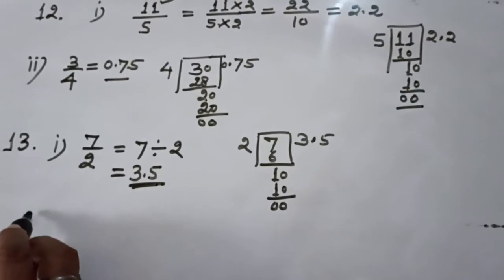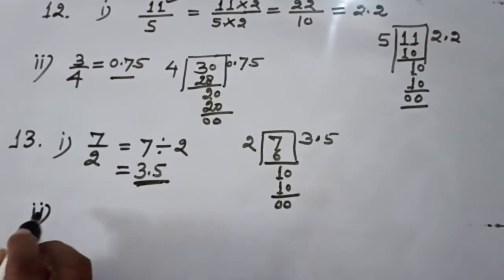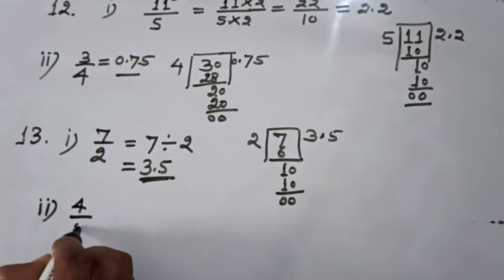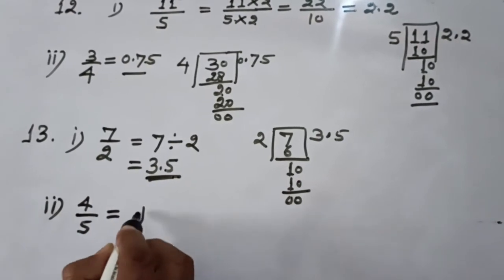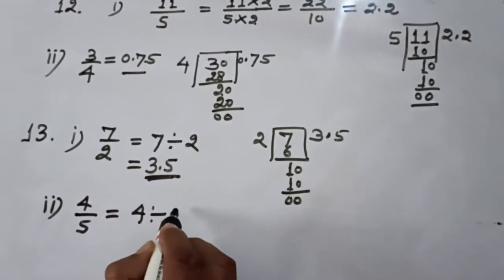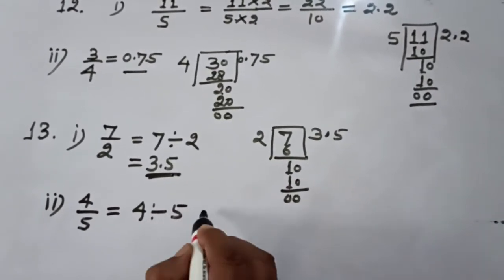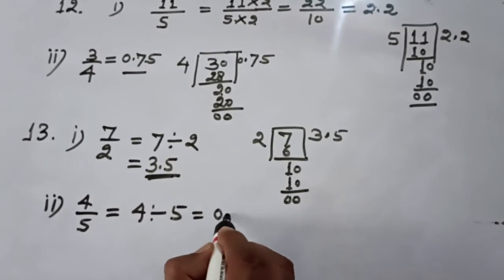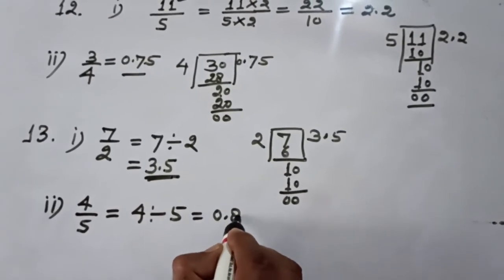Similarly, second part also, 4 by 5. 4 by 5 means 4 divided by 5. When you divide 4 by 5, you will get 0.8.